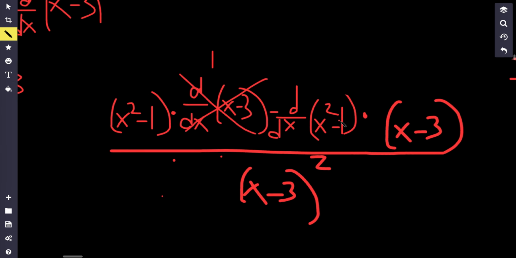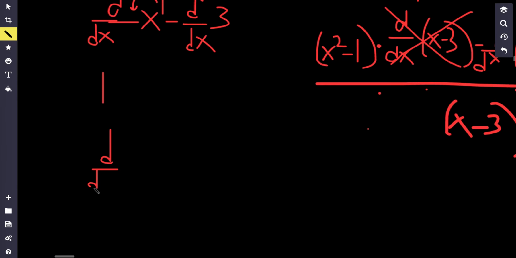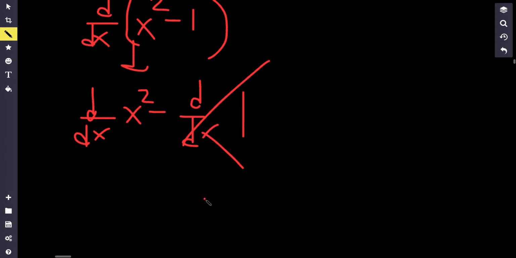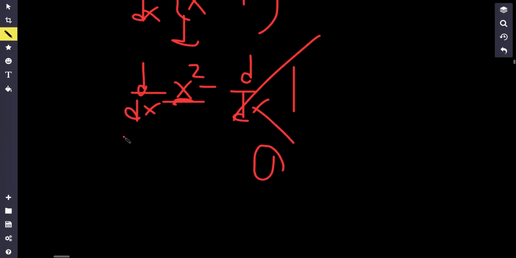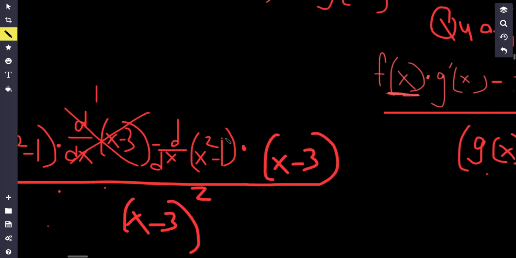What about the derivative of x squared minus 1? Well, let's do it. The derivative of x squared minus 1 is equal to the derivative of x squared minus the derivative of 1. The derivative of a constant is 0, and the derivative of x squared is 2x. You bring the exponent down, so there's the 2, and you subtract 1 from the exponent, so 2 minus 1 is just 1, and 2x minus 0 is just 2x. So there you have it, 2x.